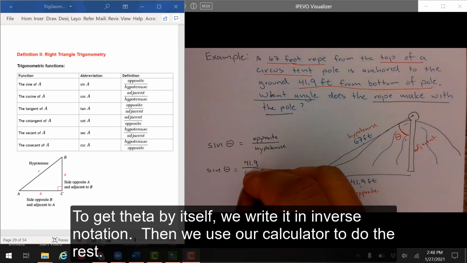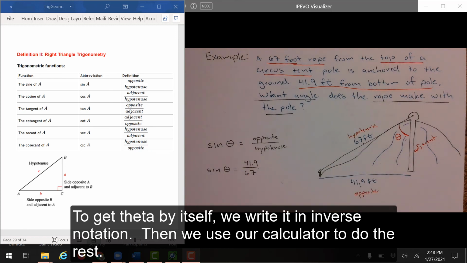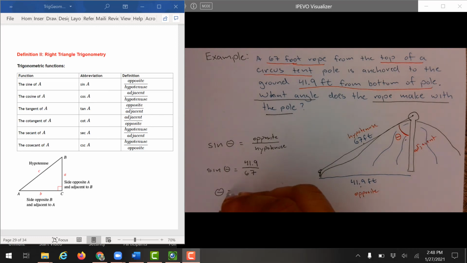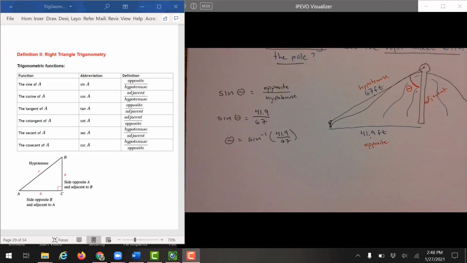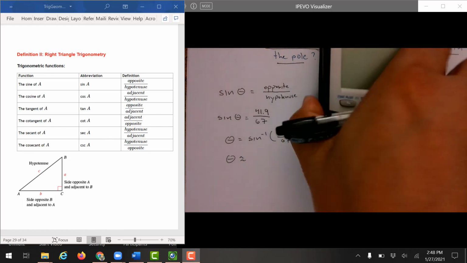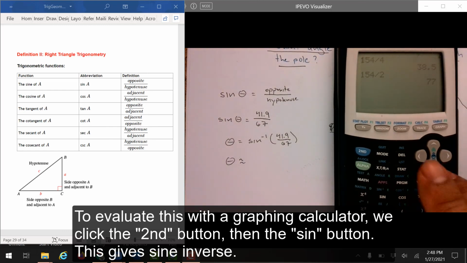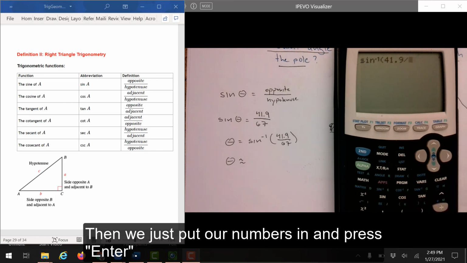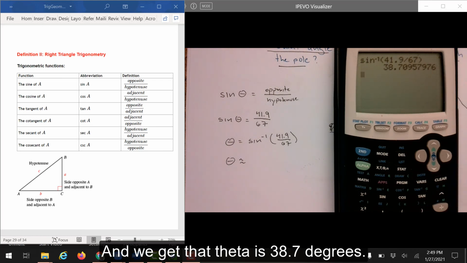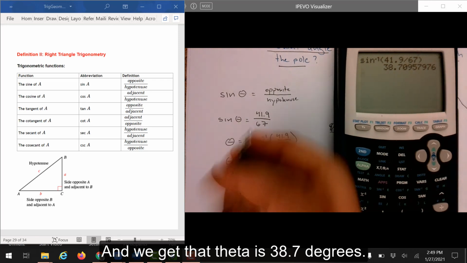To get theta by itself, we write it in inverse notation. Then we use our calculator to do the rest. To evaluate this with a graphing calculator, we click the second button, then the sine button. This gives the sine inverse. Then we just put our numbers in and press enter. And we get that theta is 38.7 degrees.